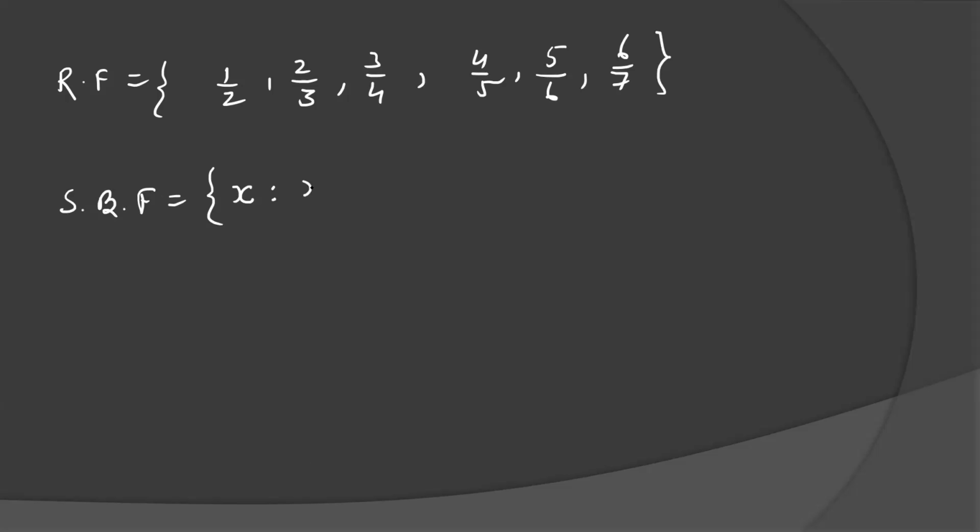And x is in the form of, you can see that the denominator is 1 greater than the numerator. If you have 1, then the denominator is 2. If you have 2, you have 3. If you have 3, you have 4. It means it can be represented as n upon n plus 1.